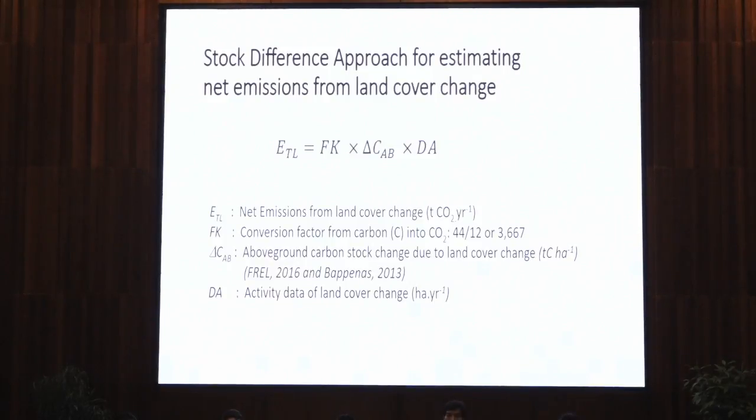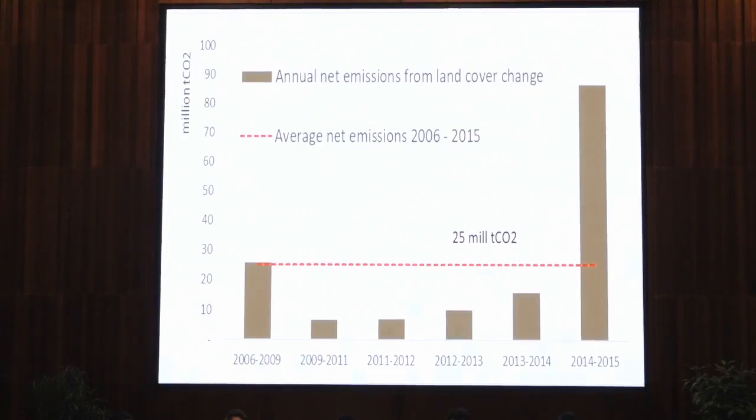And we use the common method, activity data multiplied by emission factors. And yeah, I think everyone knows this. And this is the result of the net emissions from land cover change from 2006 until 2015. Oh, sorry, there is also a difference in historical periods between FREL and this analysis. FREL is using data from 1990 until 2012, but this analysis is only focusing on 10 years back, so from 2006 until 2015.